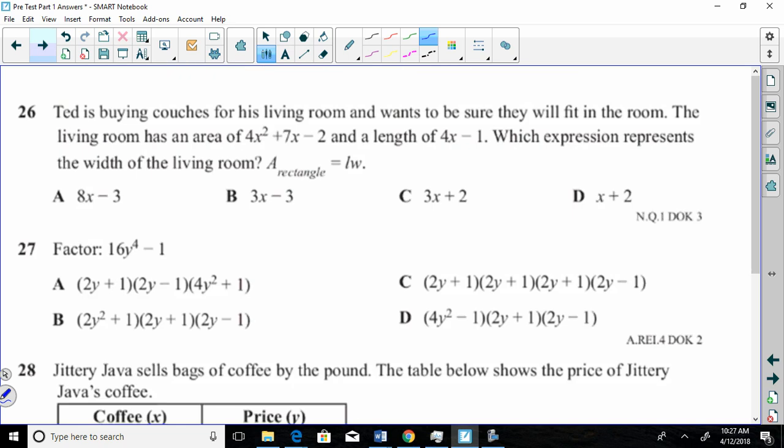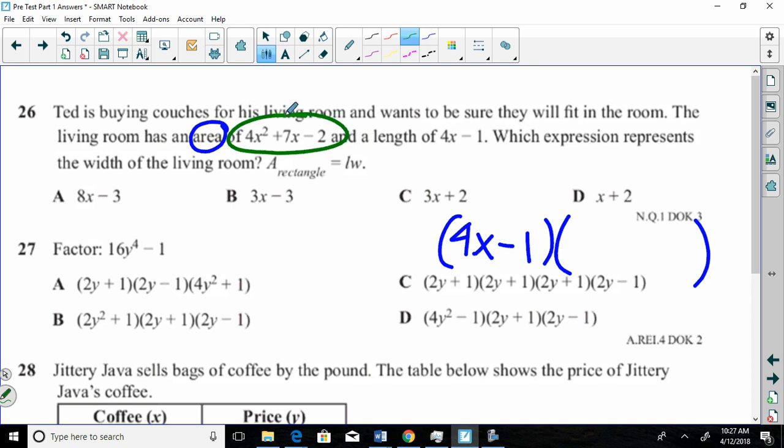Okay, so Ted is buying couches, and we see this keyword area. How do I find the area of a square? Length times width, right? They're going to give the answer for perimeter as a choice. They're going to get tricked. But we know better, right? So we know we're multiplying polynomials, because they're saying, what could I multiply to 4x minus 1 to get this answer? And luckily, they gave us answer choices.